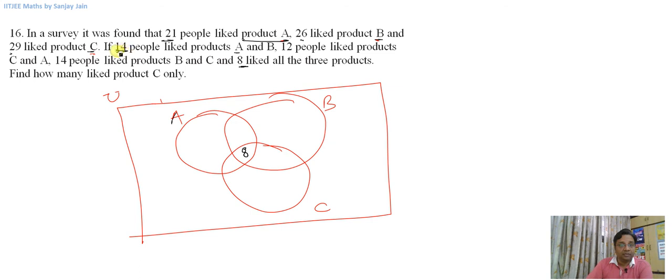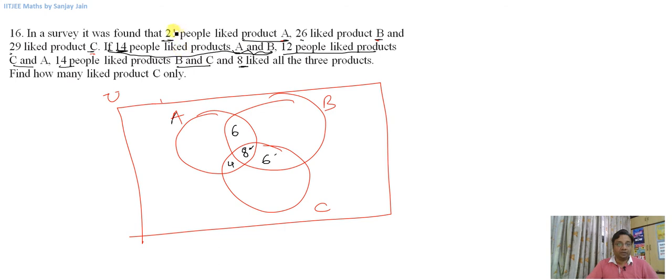Now I'll look at the number who like two of the products. 14 people like products A and B, so the area common to A and B should have the number 14. It has 8 already, so 6 will be written here. Now the area common to A and B has 14 people, so this condition is met. Next, 12 people like C and A, so the common area of C and A should have 12. It has 8 already, so let me write 4 here. 14 people are common to B and C, so I'll write 6 here. 8 plus 6 is 14. Alright, these conditions are met.